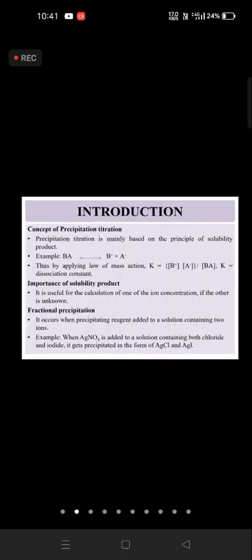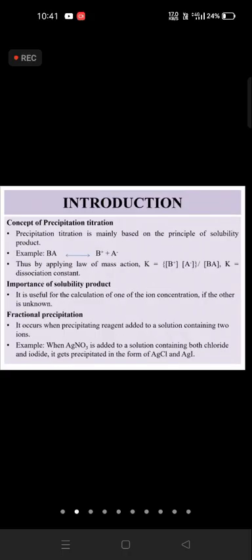So an example has been shown to you. For example, we have taken a salt BA. When this salt BA dissociates, it dissociates into positively charged B plus and negatively charged A minus. When you apply the law of mass action to the dissociation of this salt, the constant K will be denoted as K equal to B plus into A minus divided by BA. K is the dissociation constant. So this law of mass action helps in the conceptualization of precipitation titration.